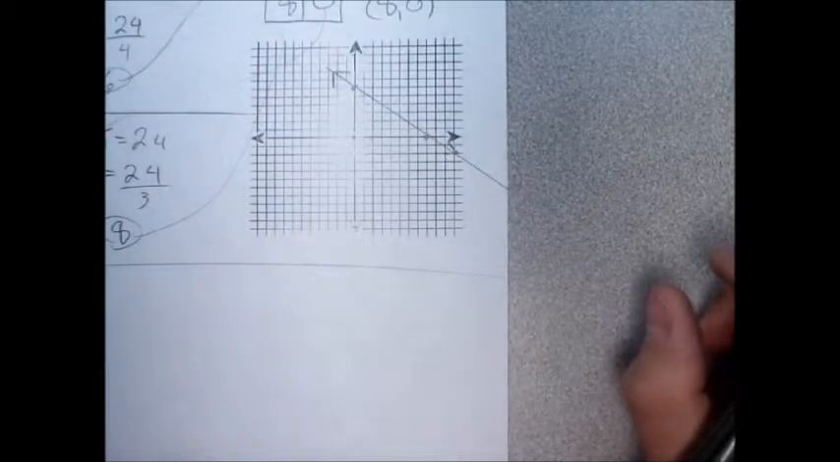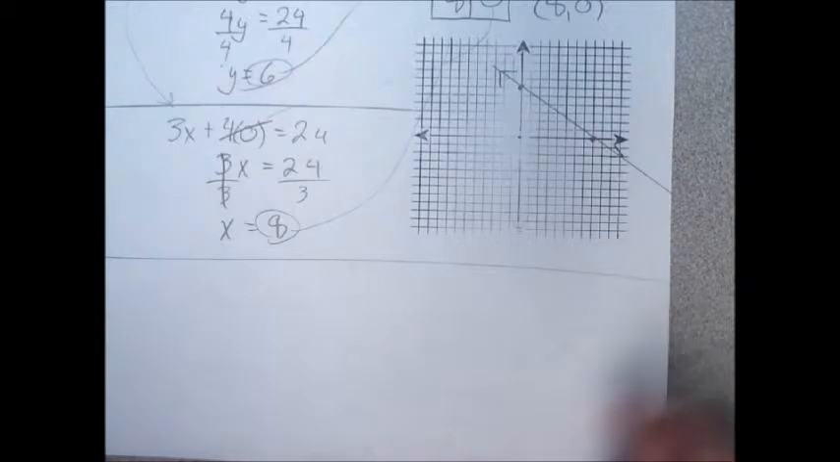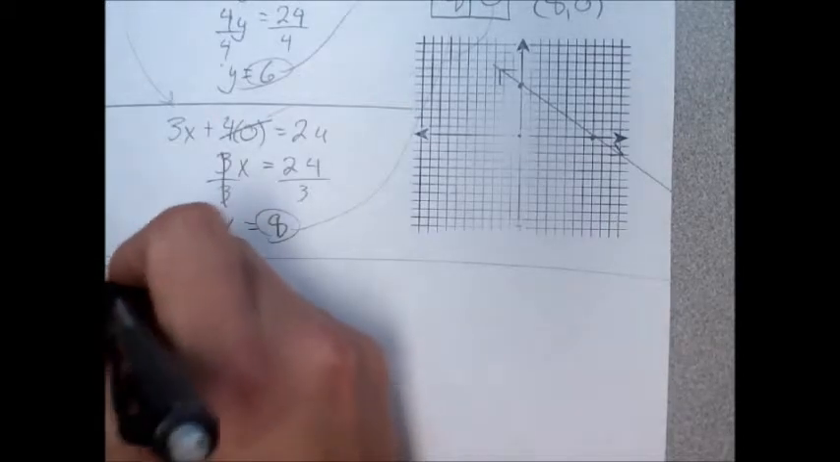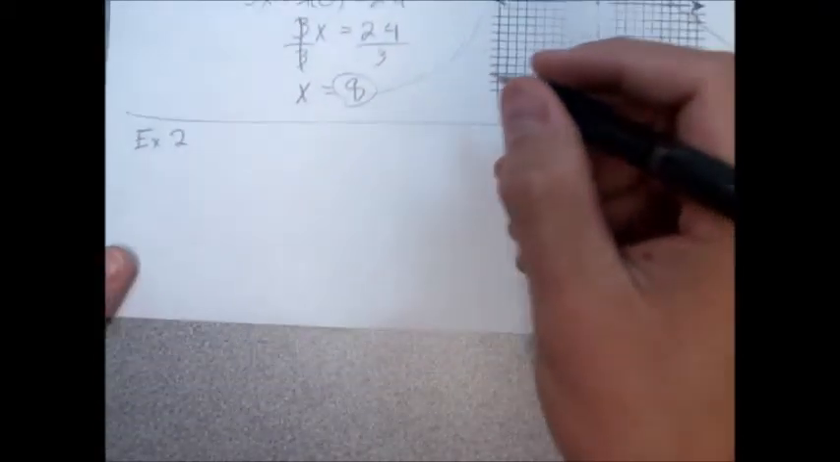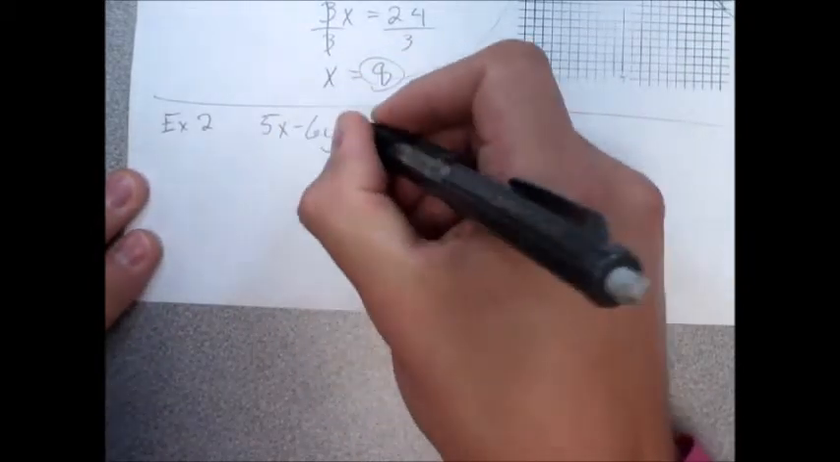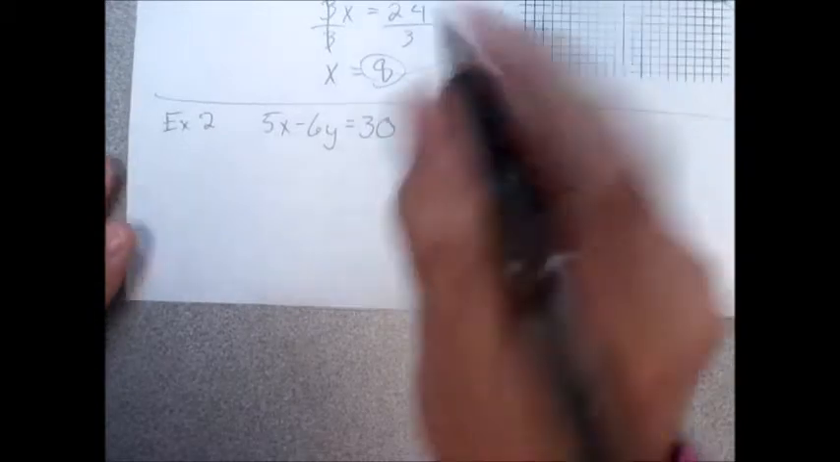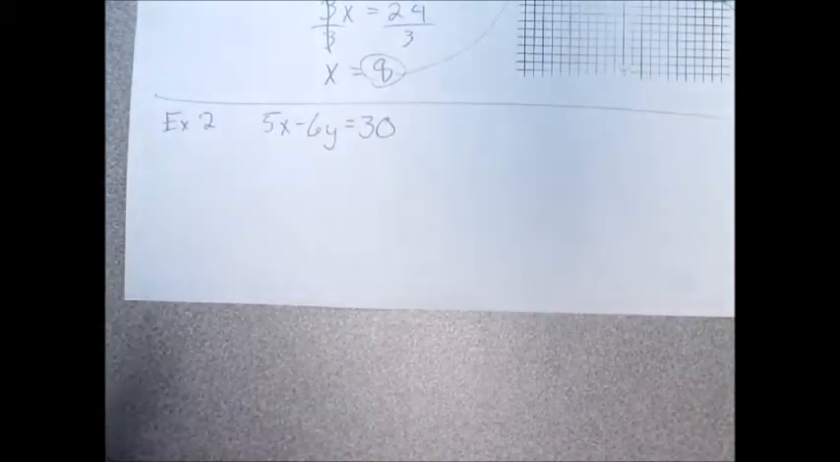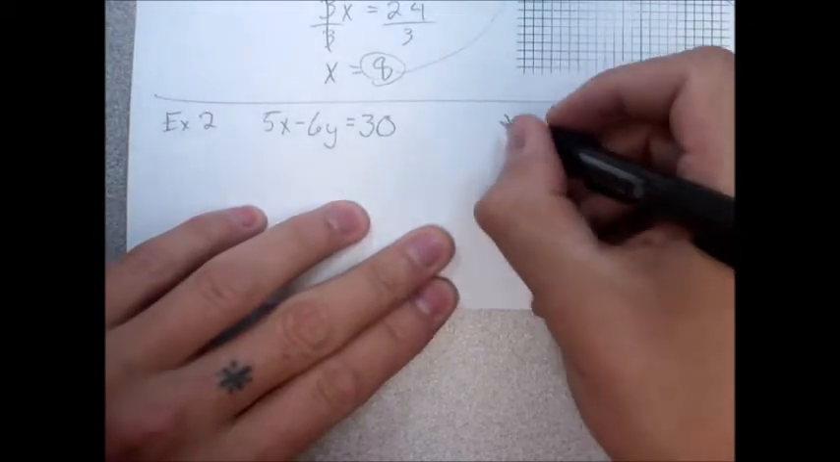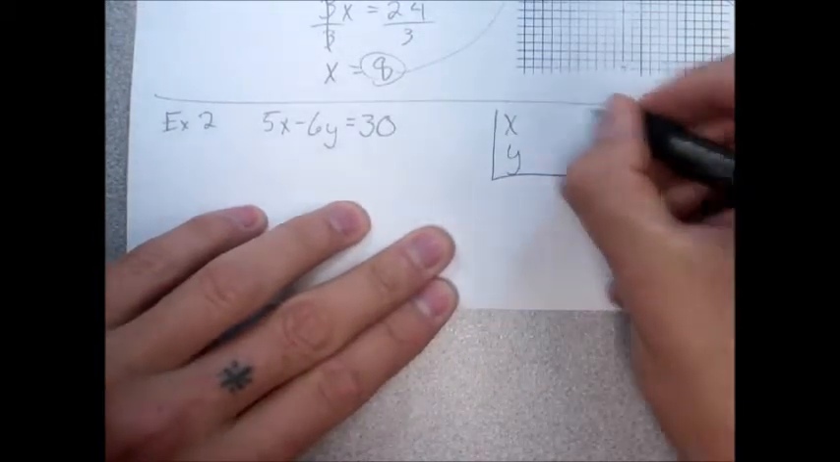Flip to example 2. Now, when you see standard forms, the easiest way to graph them is using the x and y intercept, because you don't have to convert anything. That's just the simplest way that I've found. So here's example 2. It gives us the equation 5x minus 6y equals 30. So I can again set up my x and y chart. This time I'm going to do one horizontally, just so those of you who like to do the horizontal ones can see it.